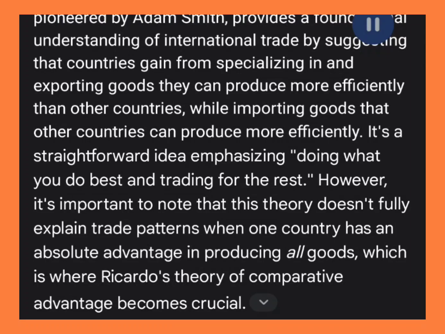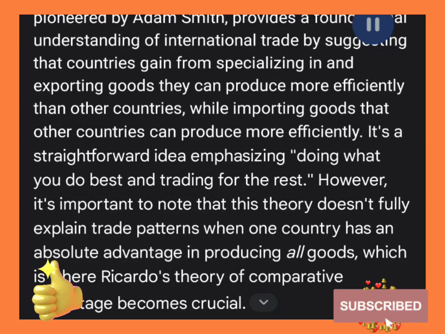However, it's important to note that this theory doesn't fully explain trade patterns when one country has an absolute advantage in producing all goods, which is where Ricardo's theory of comparative advantage becomes crucial.